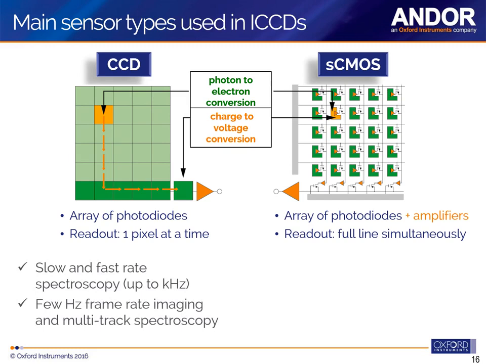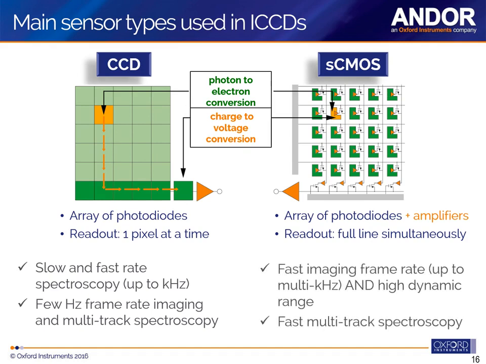CCDs, or ICCDs based on CCDs, are perfectly suitable for the likes of slow scan spectroscopy and fast frame rate spectroscopy up to kilohertz. When it comes to imaging, CCDs have limitations and typically can achieve few hertz frame rates imaging or multi-track spectroscopy. Multi-track spectroscopy is the ability to image through a spectrograph multiple fiber optic contributions on top of each other along the slit and taking a snapshot of all these contributions at the same time. Then the image is processed to extract each contribution from the image.